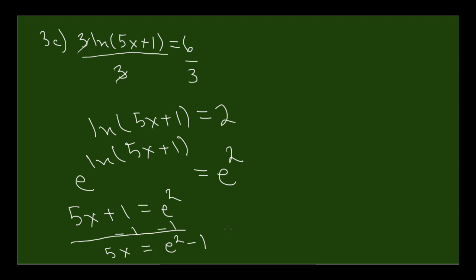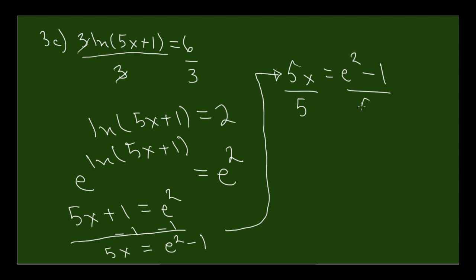Now, writing that up here, 5x equal to e squared minus 1, we can now divide by 5 on both sides. These 5's divide out, hence x is equal to e squared minus 1 divided by 5. And that's it for that one. Now, 3d.